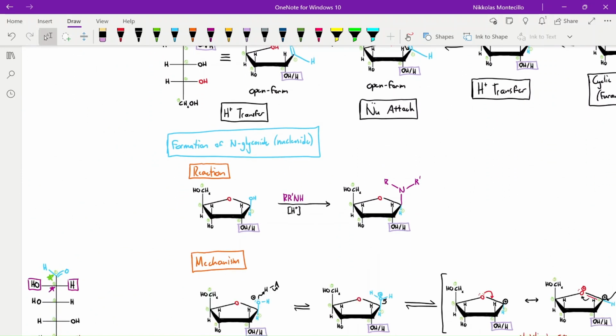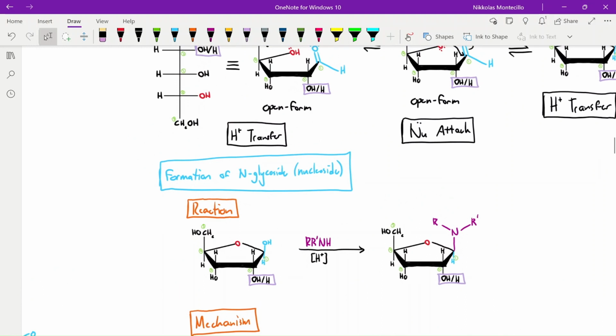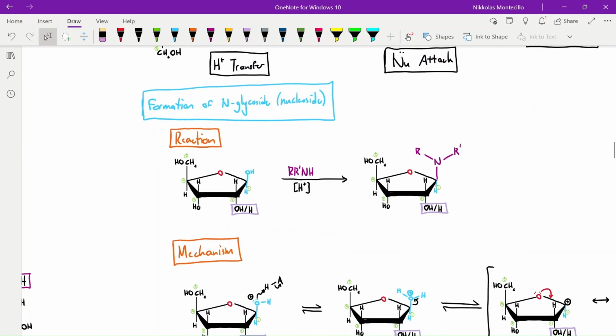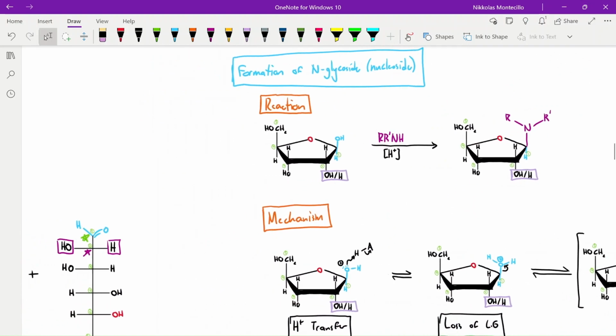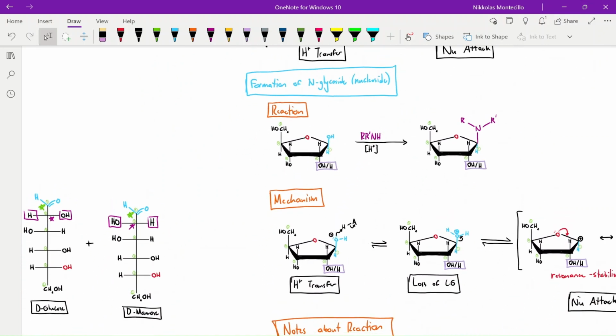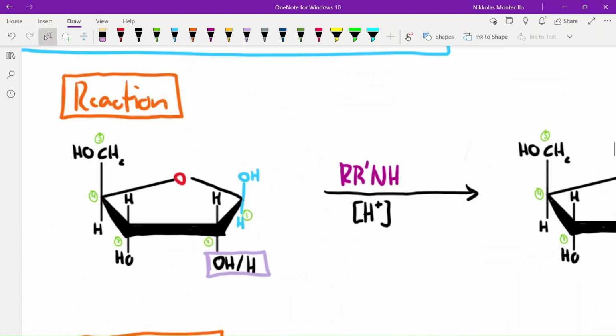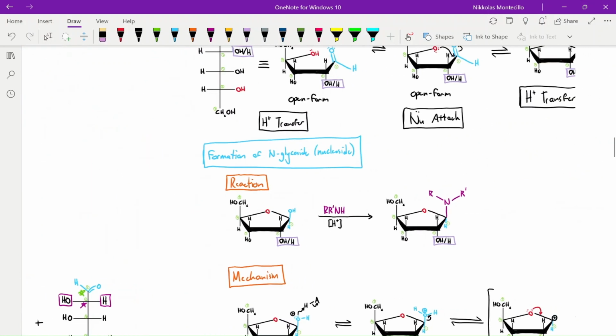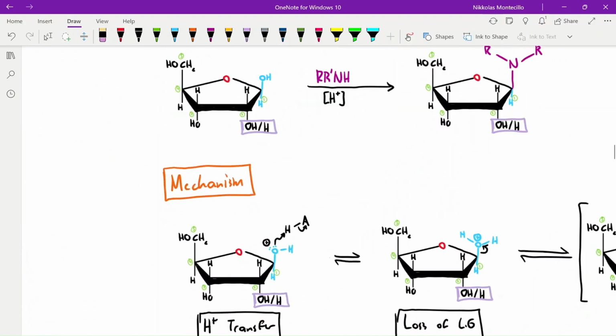Now there's the formation of N-glycosides. Okay. So N-glycosides involving cyclized D-ribose have a similar mechanism. So when nucleosides form, they have a similar mechanism. Under acidic conditions and in the presence of a secondary amine, as it seems here from what we see, we can observe the formation of a nucleoside. So let's go through the mechanism.